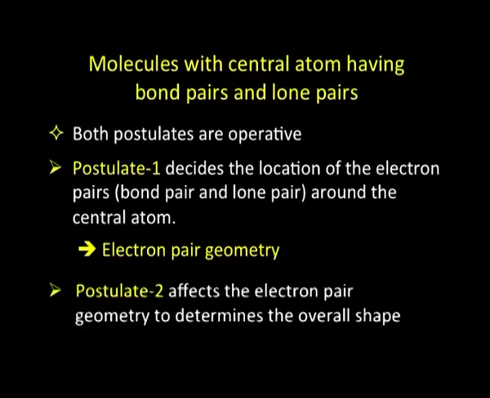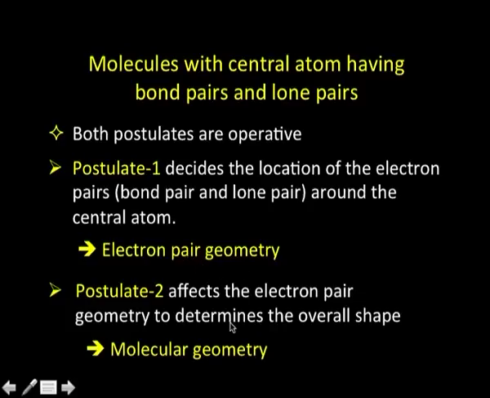Then the second postulate becomes operative, and you remember the second postulate which says the lone pair-lone pair repulsion is more than the lone pair-bond pair repulsion, which in turn is more than the bond pair-bond pair repulsion. So when that becomes operative, we find that this basic electron pair geometry gets distorted, and what you get is called the molecular geometry. So that is how we work out the molecular geometry for different kinds of systems.